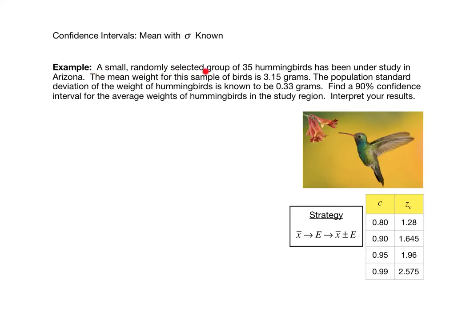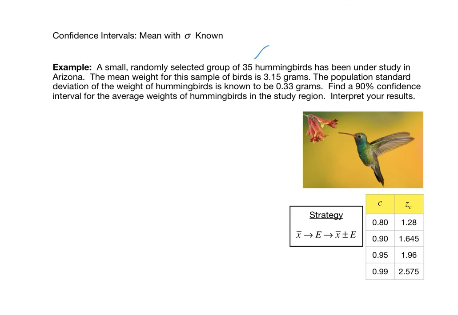A small randomly selected group of 35 hummingbirds has been under study in Arizona. The mean weight for this sample of birds is 3.15 grams. The population standard deviation of the weight of hummingbirds is known to be 0.33 grams. Find a 90% confidence interval for the average weights of hummingbirds in the study region. Interpret your results.